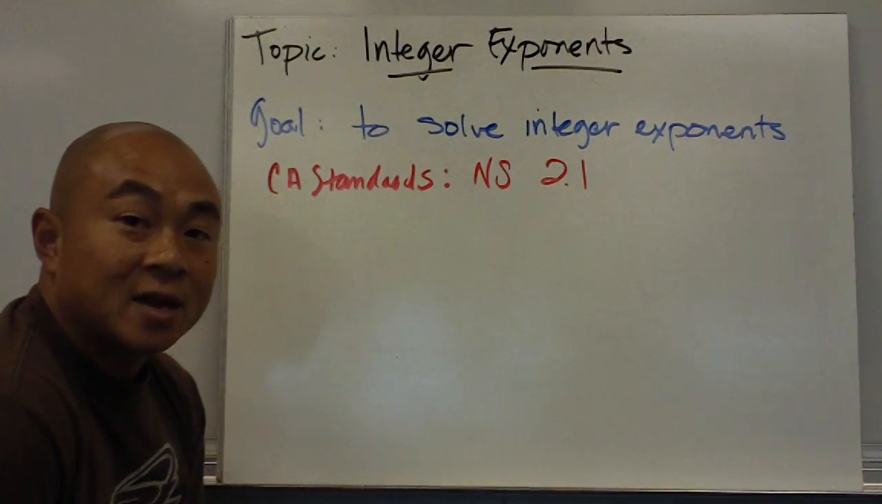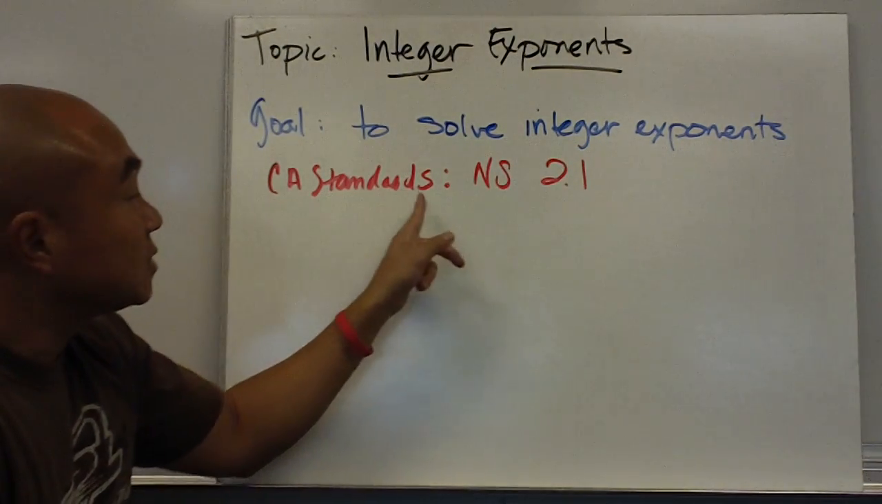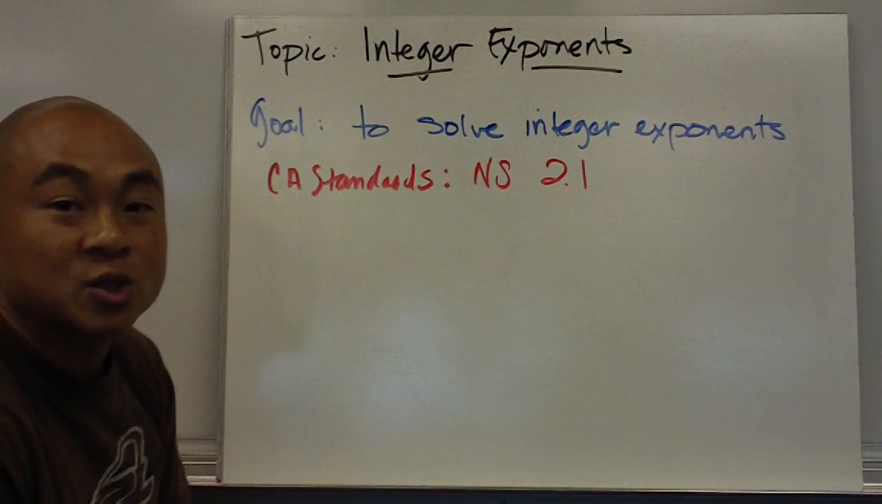Our goal for today is we're going to solve integer exponents. Our California standards for today covers number sense 2.1.